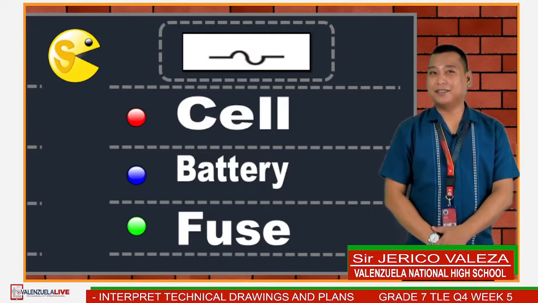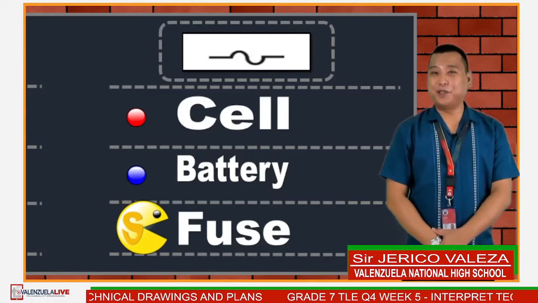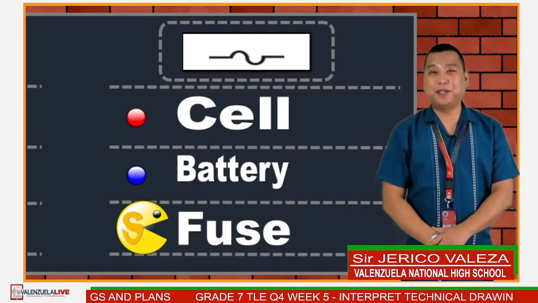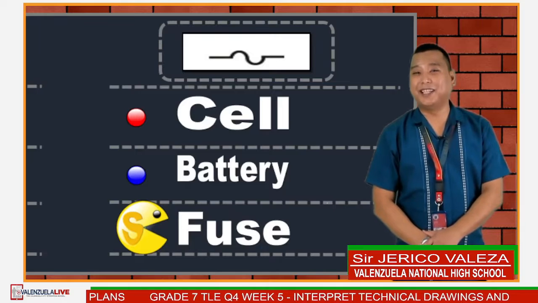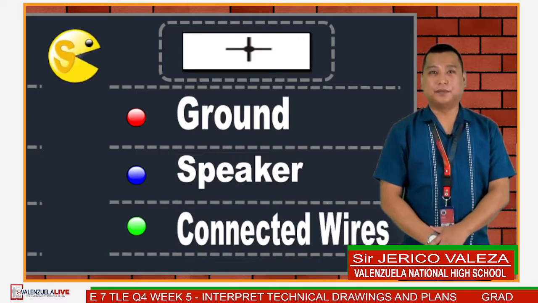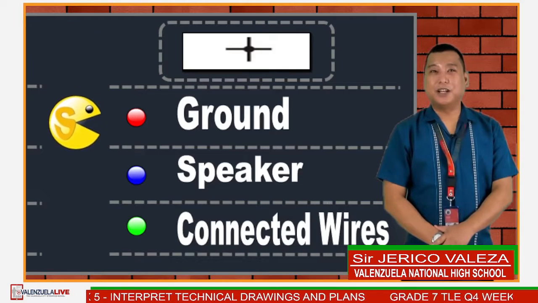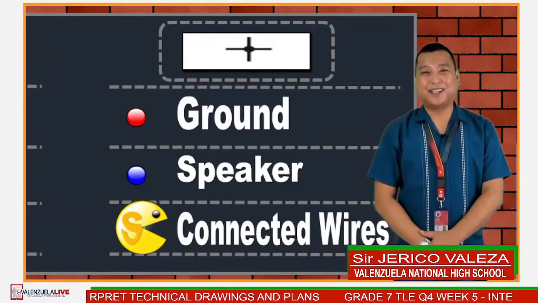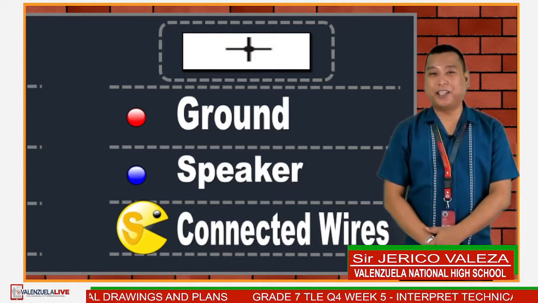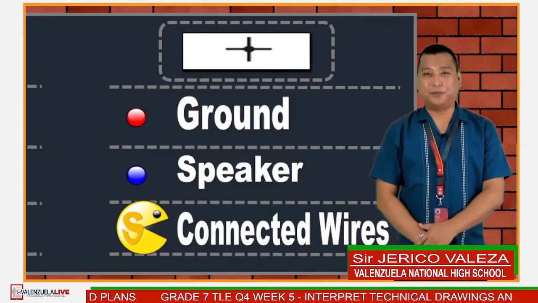Next, awesome! Fuse. What is the function of a fuse? It protects the electrical circuits by stopping the flow of current when the intensity of current exceeds a set value. What's your answer? Correct. Connected wires. What is the use of this? Connected wires allow an electrical current to travel from one point on a circuit to another.